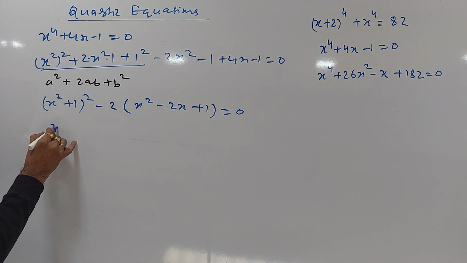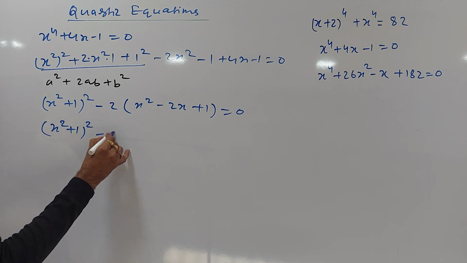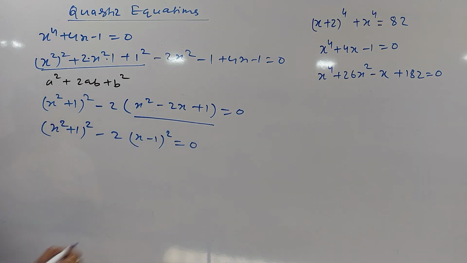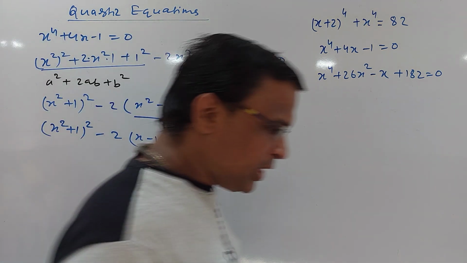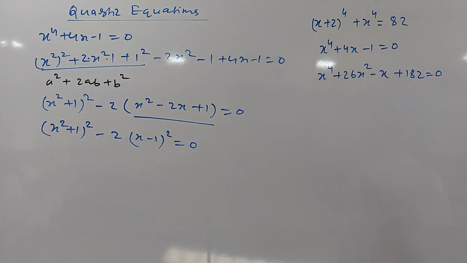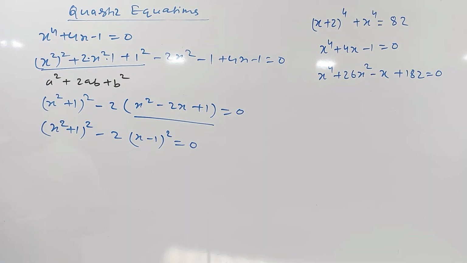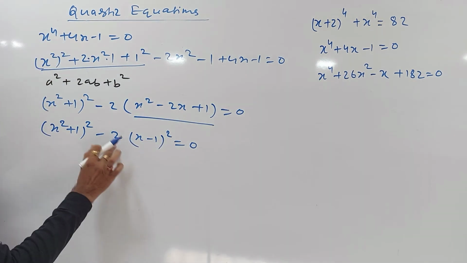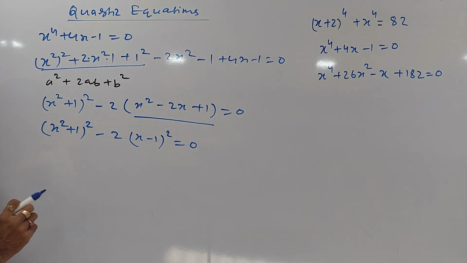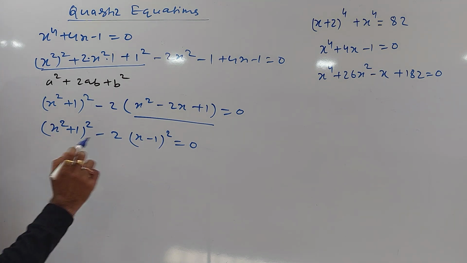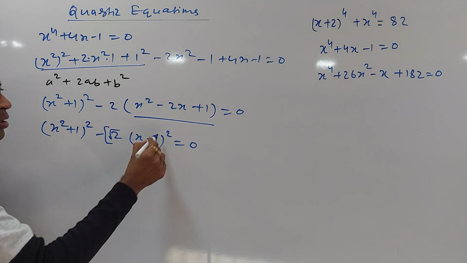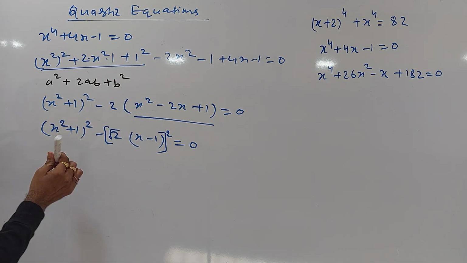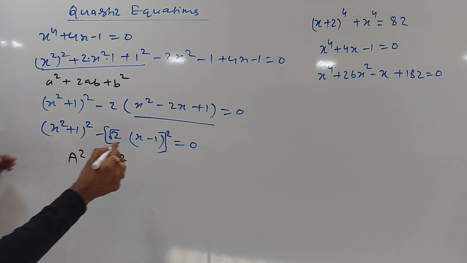So here it is x square plus 1 whole square minus 2, and I can call it like x minus 1 whole square is equal to 0. Fine. Stuck. So what could be the next step we should follow here? It seems that we got stuck, but no. We can have one approach here. What is that approach? This portion is a perfect square, and this 2 is causing a problem here. So in place of this 2, I can write root 2 squared. So now it becomes a square minus b square, yes, which is easier to solve.